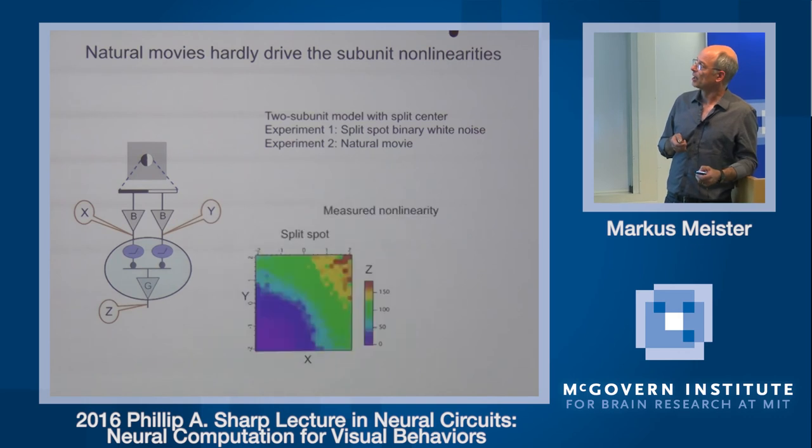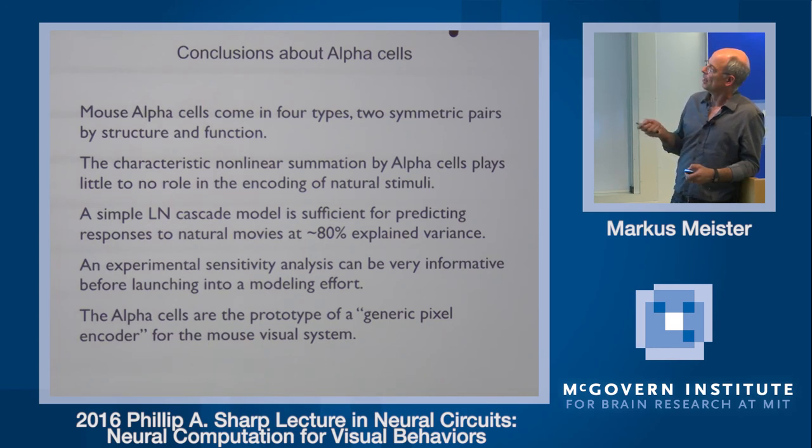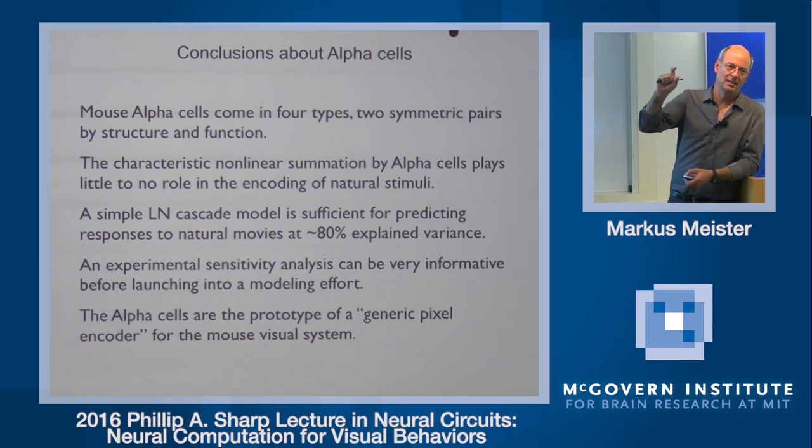And I'm going to skip over this, looking at the clock, and summarize a little bit what we've learned about the alpha cells in this study. First of all, we found that they come in four types that are symmetric: two on types, two off types, two transient, and two sustained. We found that the nonlinear summation of alpha cells seems to play very little role in the encoding of natural stimuli. In fact, you can explain almost everything they do by only looking at one pixel of the image that's the size of the receptive field center.